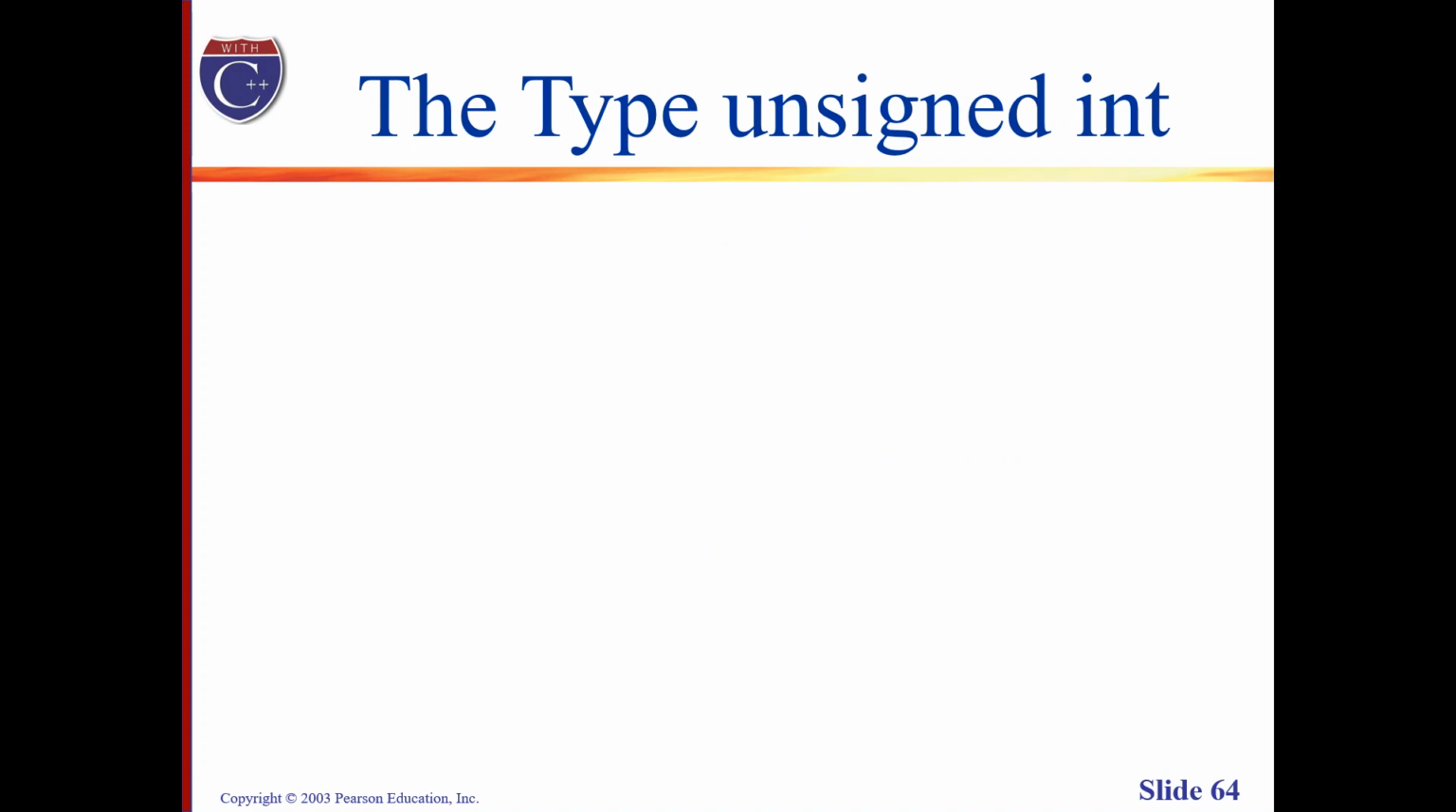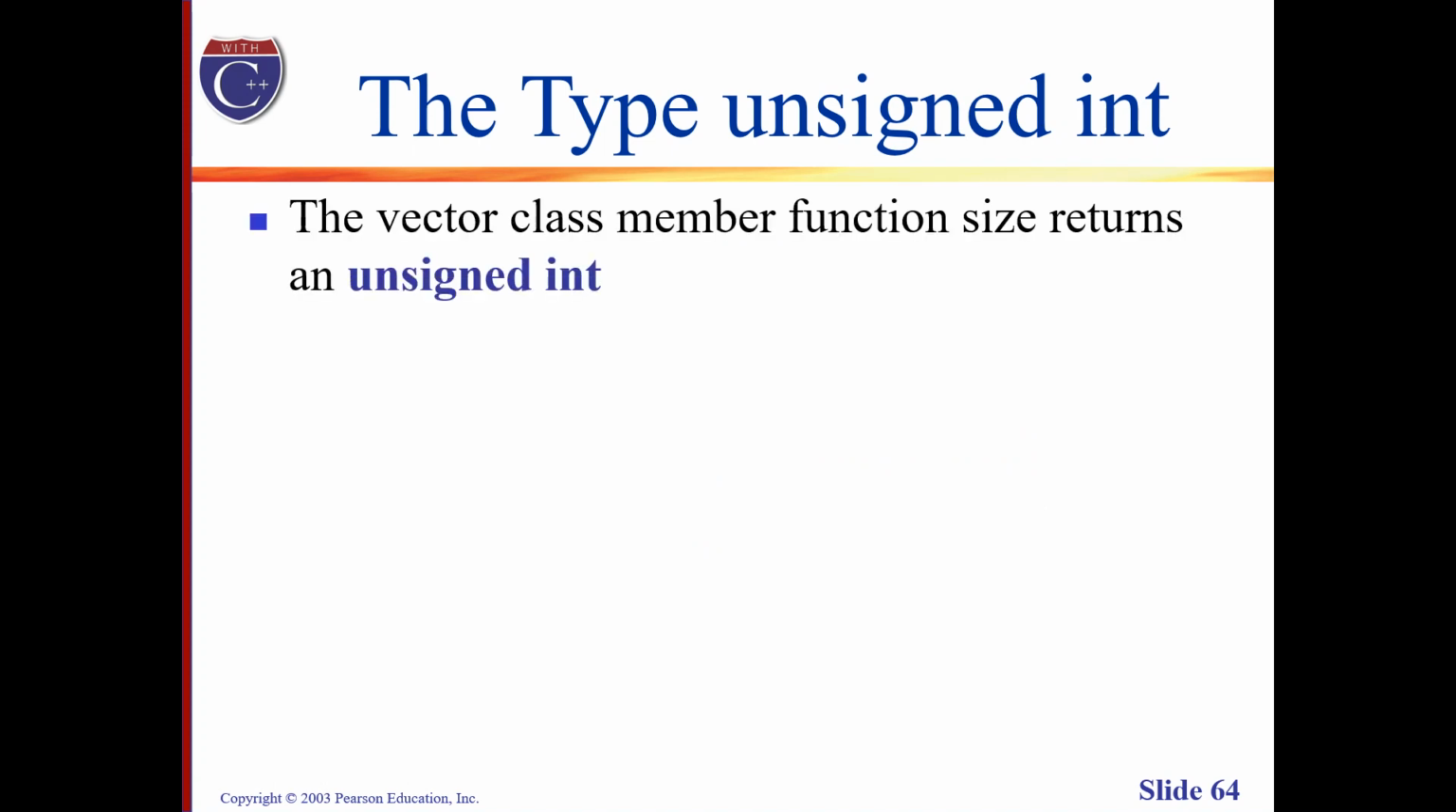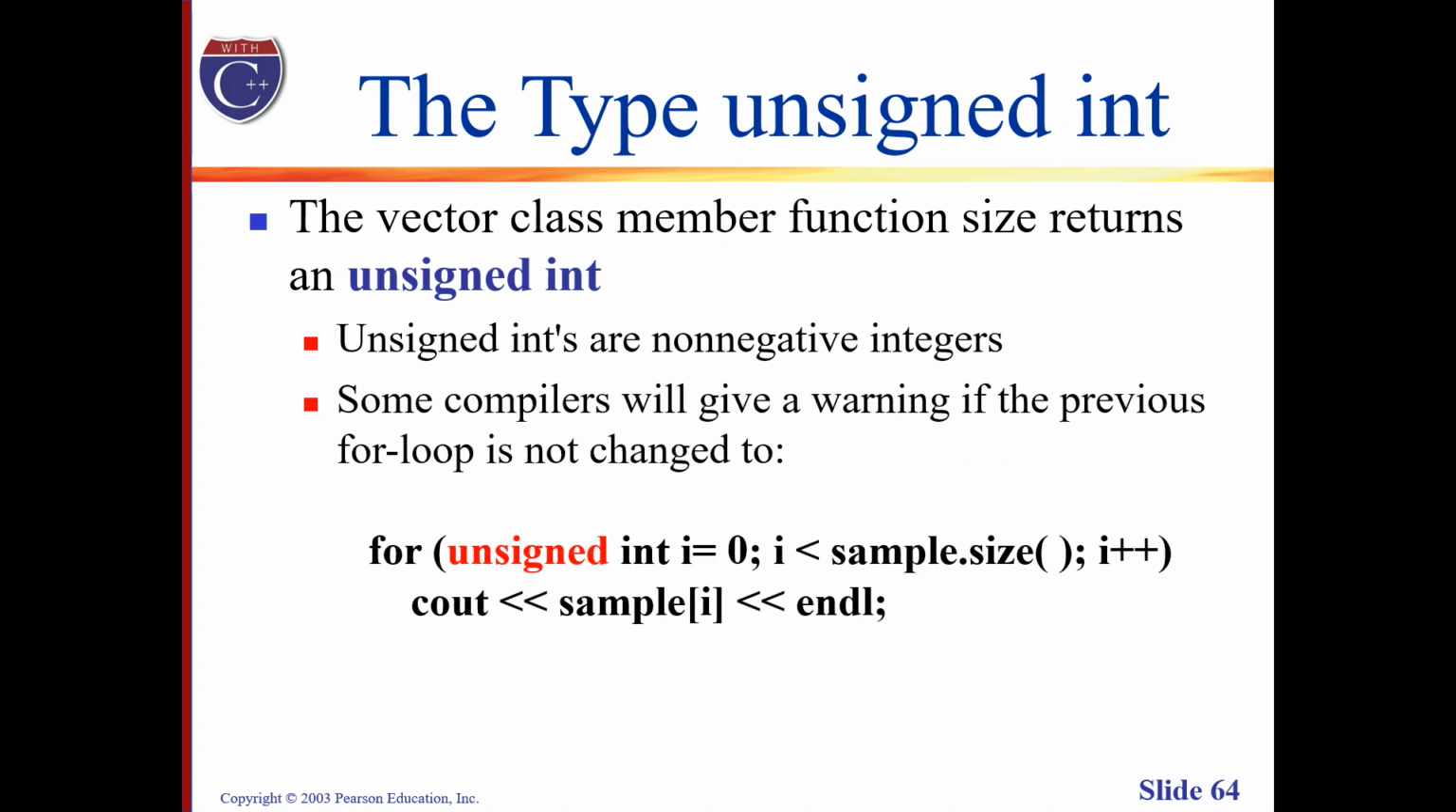Talking about the type unsigned integer, the vector class member function size returns an unsigned integer. Of course, unsigned integers are non-negative numbers. Some compilers will give a warning if the previous for loop is not changed to the following form. In this case, we explicitly specified unsigned integer as the data type for our counter variable, which will then be used to access the element number inside our vector.